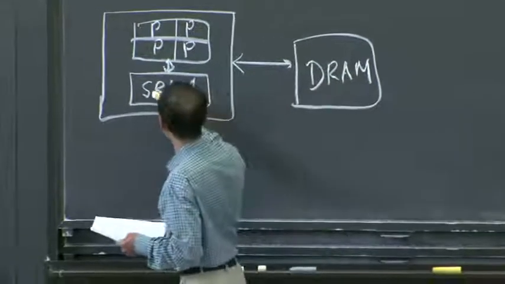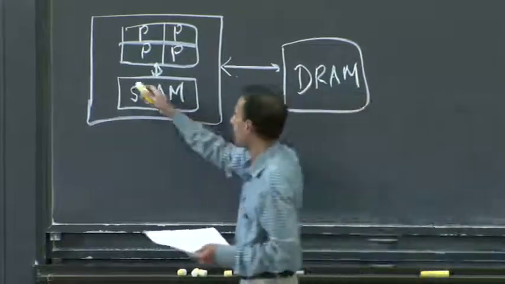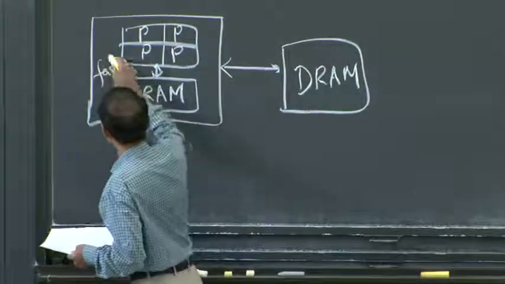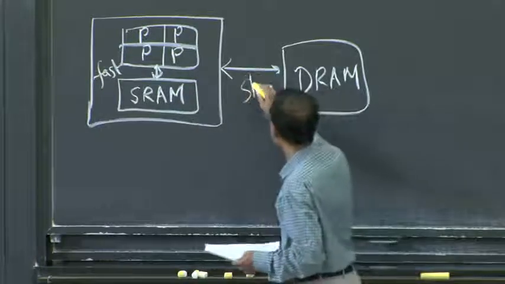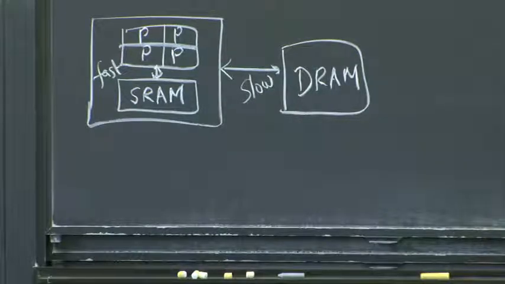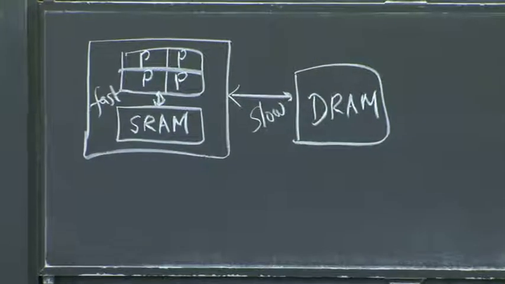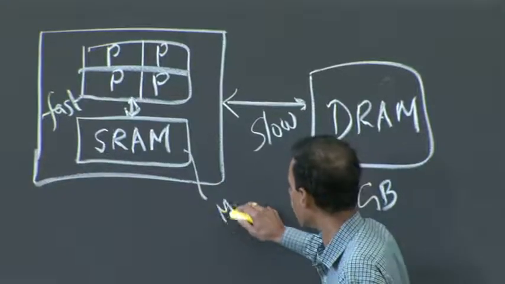So the connection between the processors and the SRAM is typically very fast. It's on chip, things being clocked at gigahertz. And when you go off chip, you're down to a few hundred megahertz, so typically an order of magnitude less speed, but you're accessing much more memory. So this is really gigabytes, and this is at the level of megabytes.